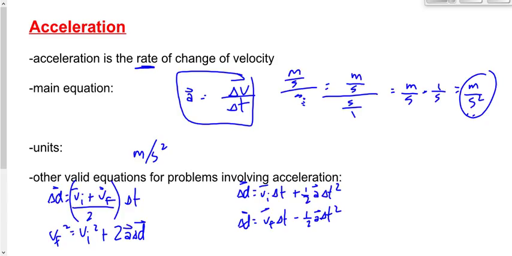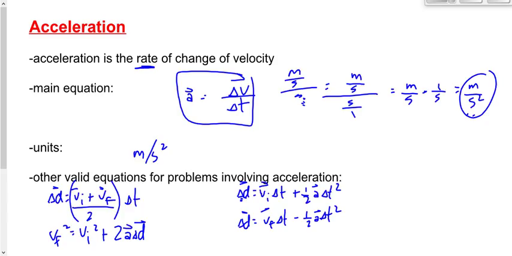What do you think delta d stands for in this equation? Change in what? Close. Not change in distance. Change in position, or displacement. Delta d stands for displacement. vi would stand for what? Initial velocity. a would stand for acceleration, right? Delta t would stand for time. vf down here would stand for final velocity.